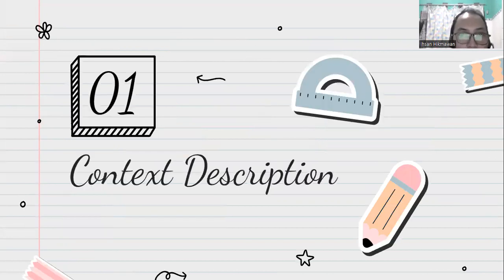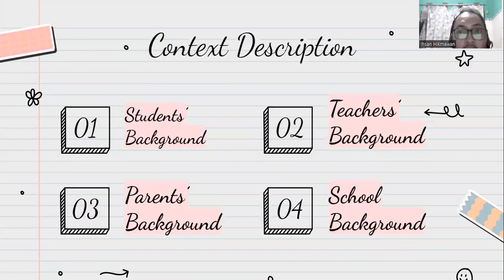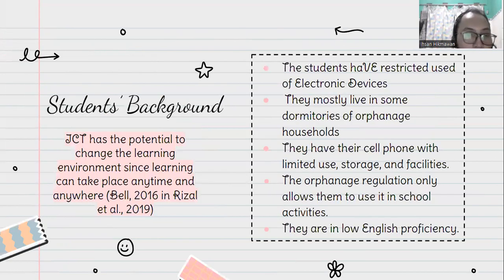The first one is context descriptions, and then we'll explain about students' background, teachers' background, parents' background, and school background. Okay, let's look at the students' background, in which I'm going to conduct the research.